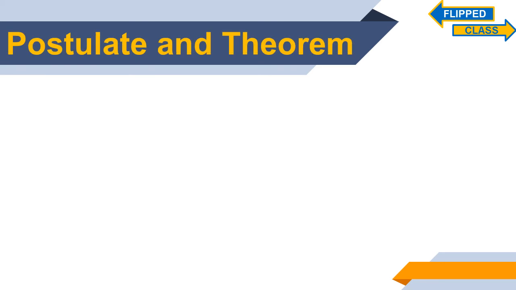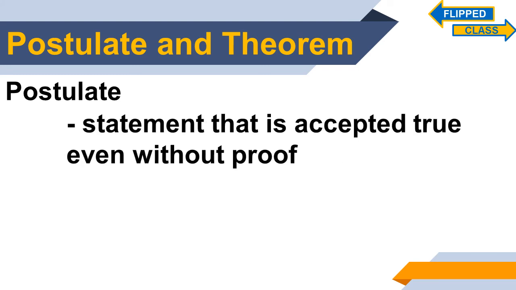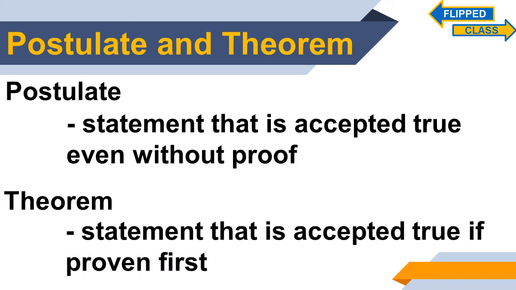Aside from the angles here, you also need to know what postulates and theorems are. A postulate is a statement in geometry that is accepted as true even without proof. A theorem, on the other hand, is a statement in geometry that is only accepted as true if proven first. All relationships and definitions later on in geometry will be considered as postulates and theorems. So we need to know what they are. If you are presented with a theorem, before we accept it, we need to prove it first.